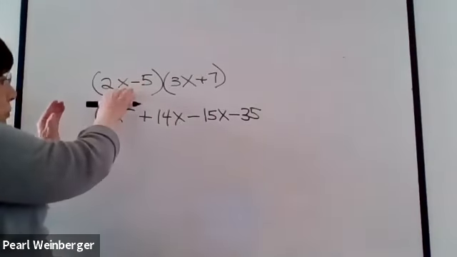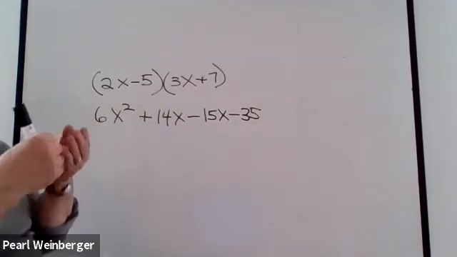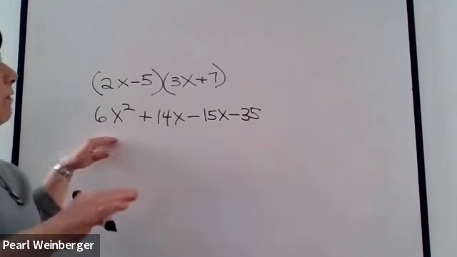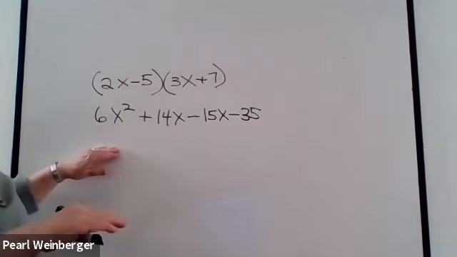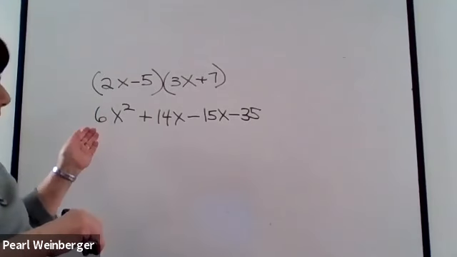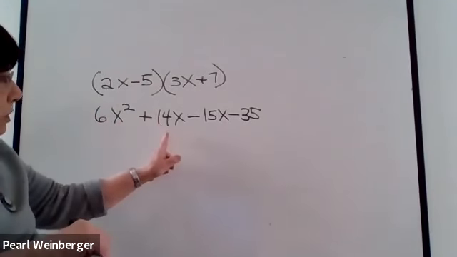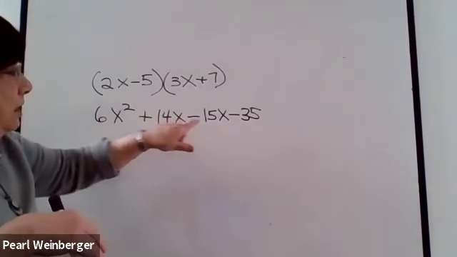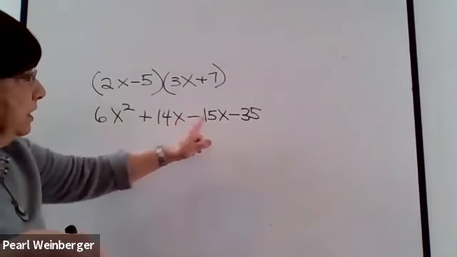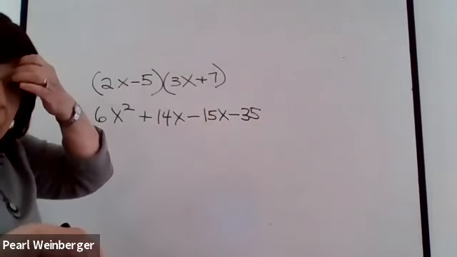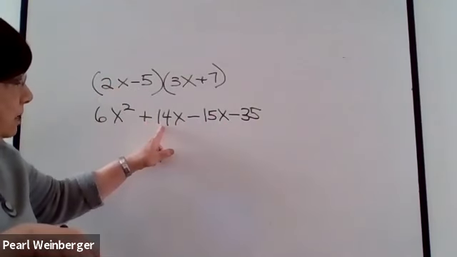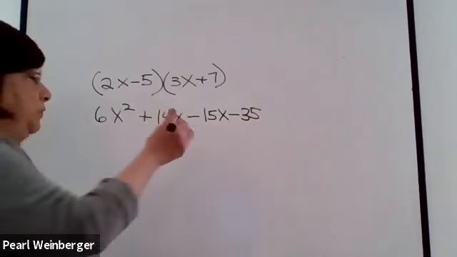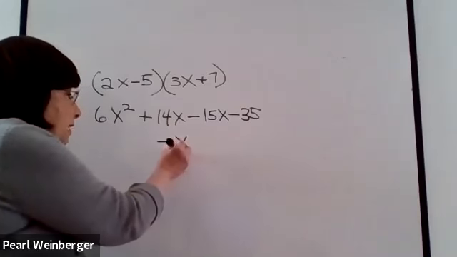If you notice, this was 2 terms, this was 2 terms. I ended up with a total of 4 multiplications, 2 times 2. Now I look at my final expression, and I see that there are some like terms. Usually the like terms are the ones that are in the middle. The 14x and the -15x are like terms because they have the exact same letter with the same exponent. The only thing that's different is that this is a +14 and this is a -15. Well, 14 and -15 gives me -1, or -x.